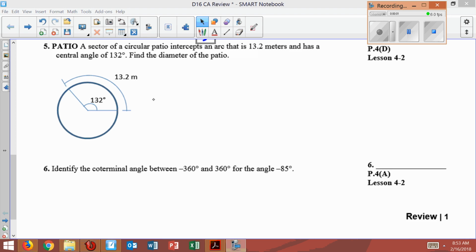Number 5. A sector of a circular patio intercepts an arc that is 13.2 meters and has a central angle of 132 degrees. Find the diameter of the patio. Okay, so we have here the arc is 13.2 and we have an angle.